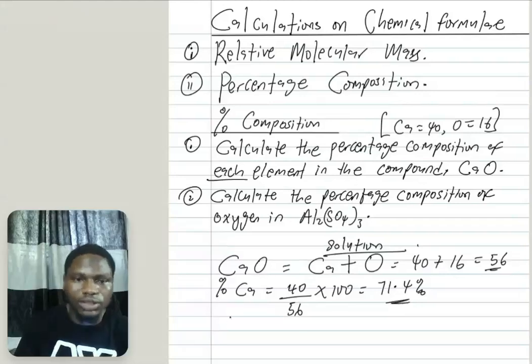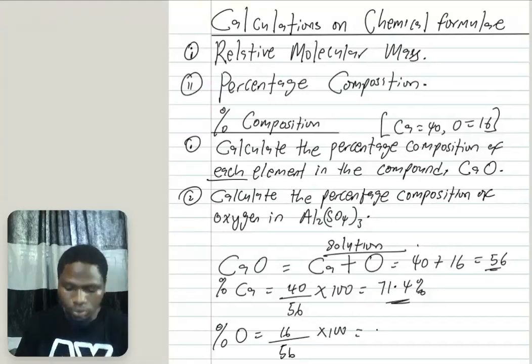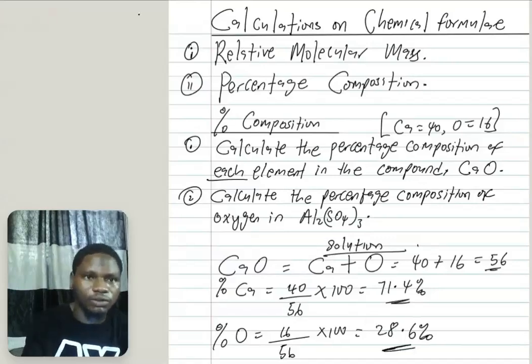That's it. Next, percentage of oxygen. So what's the mass of oxygen in this compound? That's just 16 over, what is the total? 56, then times 100. That's all. So what we have, 16 divided by 56 times 100. So we have 28.6%. That does it. That's for the first one.